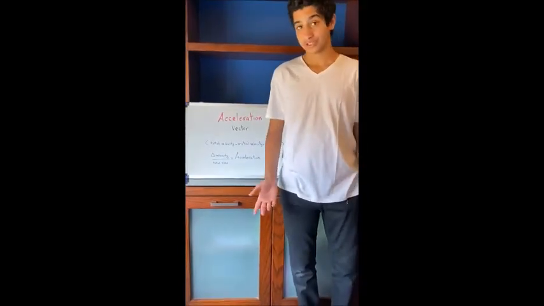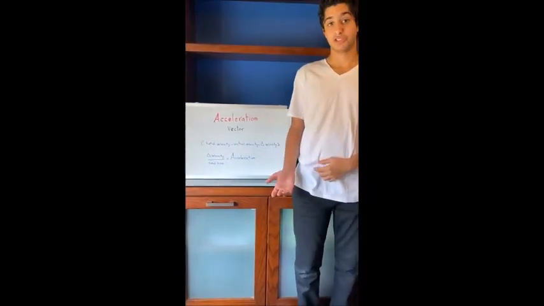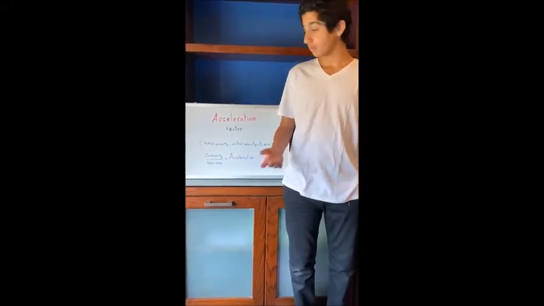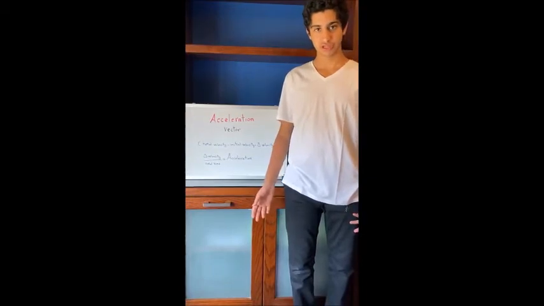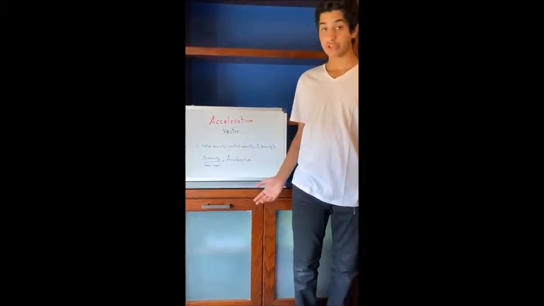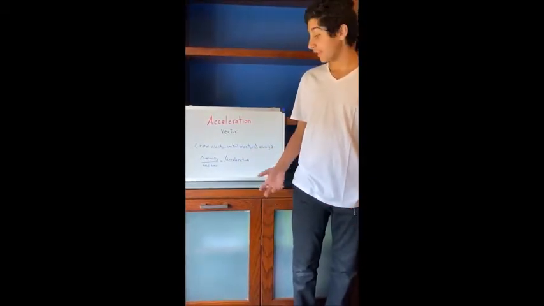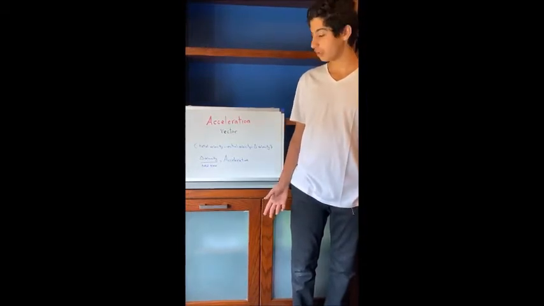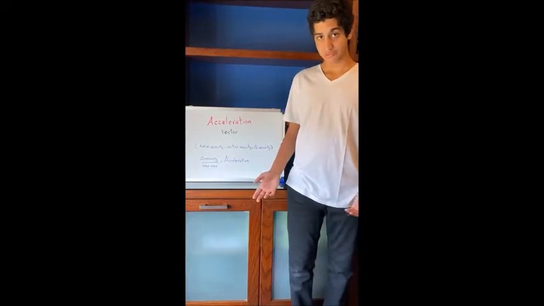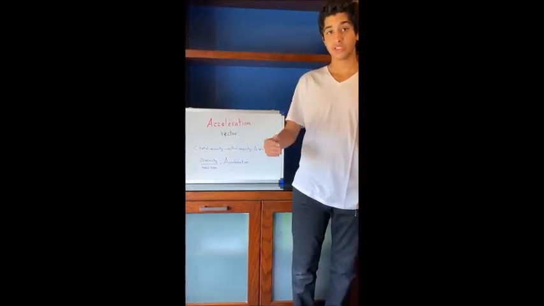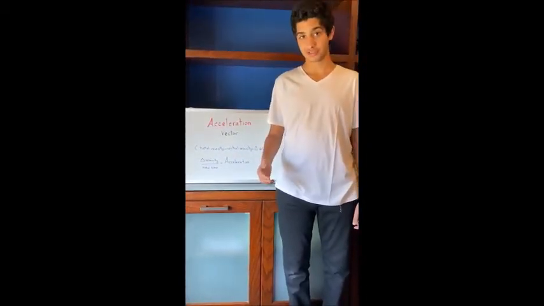What is acceleration? Acceleration is a vector quantity. To calculate acceleration, we must do final velocity minus initial velocity, which will grant us the change in velocity. Then we must take that change in velocity and divide it by the total time, and that will grant us acceleration. But what is acceleration? Acceleration is how fast an object increases its velocity per second.